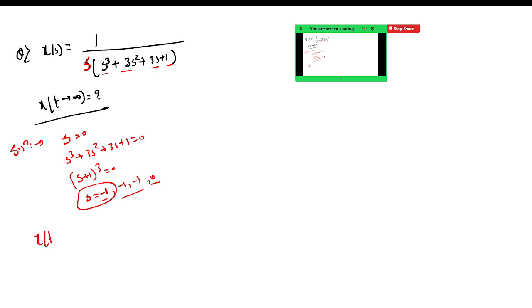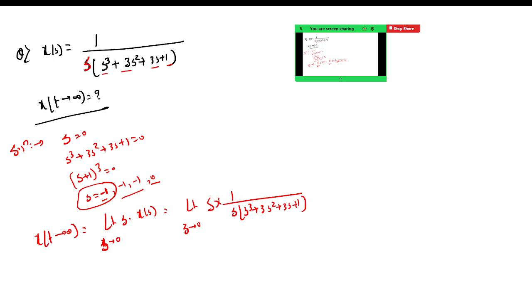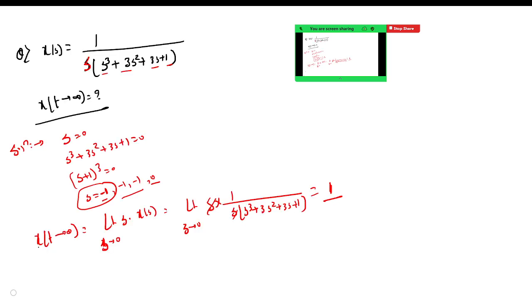So if I want to calculate x(t) as t tends to infinity, I can write limit s tending to 0 of s into X(s). So that is equal to limit s tending to 0, here s multiplied with 1 upon s into s cube plus 3s square plus 3s plus 1. So this s and s will get cancelled out, and after that if I substitute the value of s equals 0, you will be getting the value of the function as 1. Fine. This is one way where we can use the final value theorem, because here the roots are coming negative, so we can use the final value theorem, right?